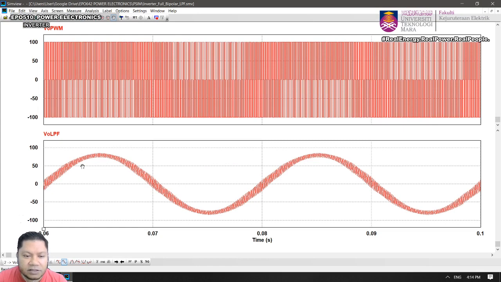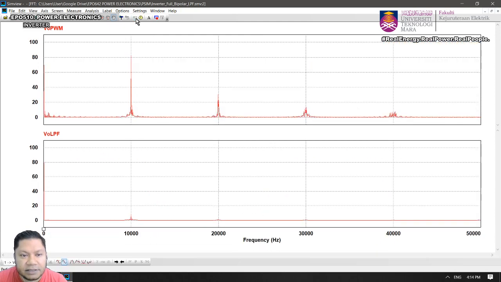And of course, if you look further, it is a sinusoidal, but then there is a small high frequency component at your output, isn't it? That's good enough for your load. Your load is happy enough to receive this output voltage. So if I click this, look at that.